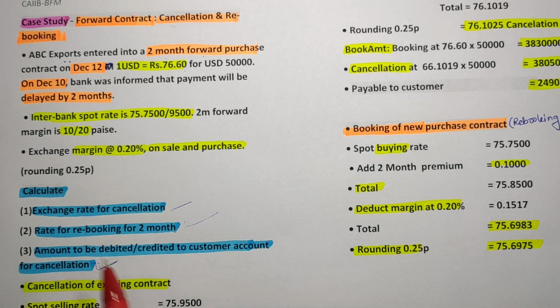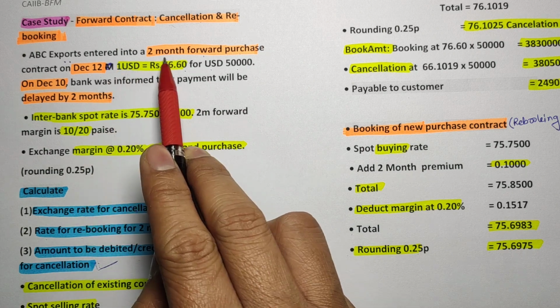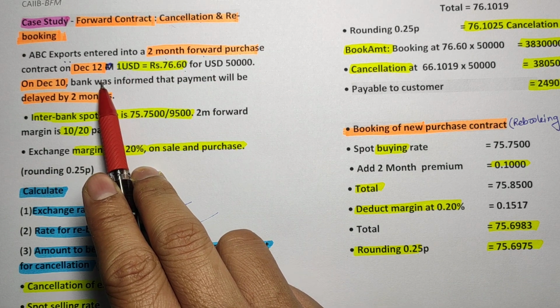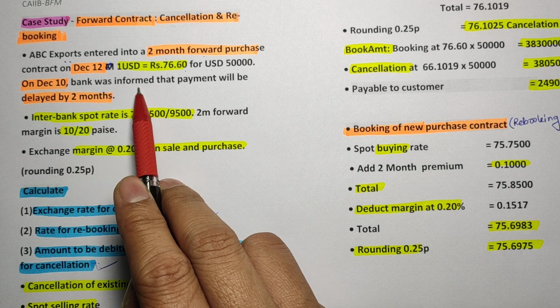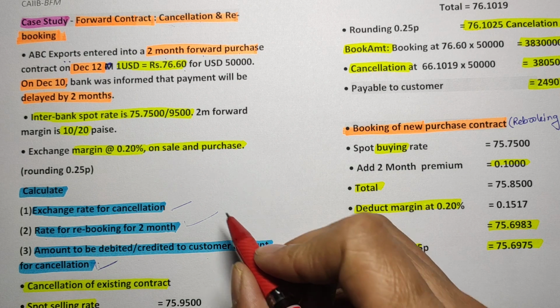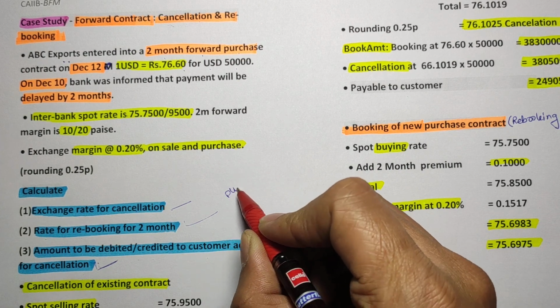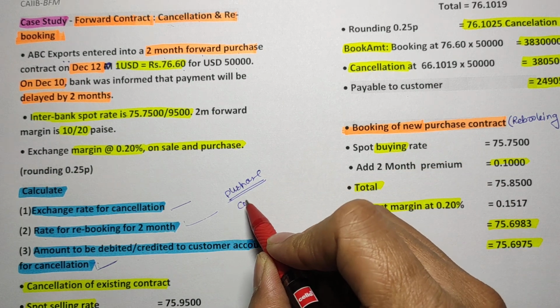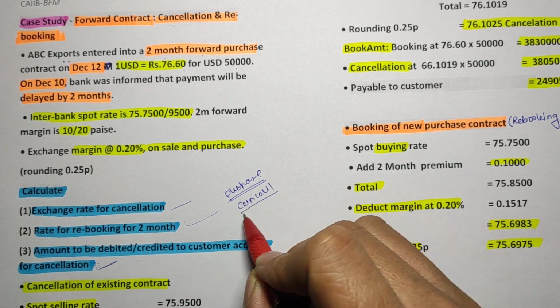See what happened actually. The customer has entered into the contract, but before the settlement, the customer informed the bank that he is not able to pay, the payment will be delayed by 2 months. So first, the customer entered into the purchase contract. Then he cancelled that contract because of the unavailability of funds.